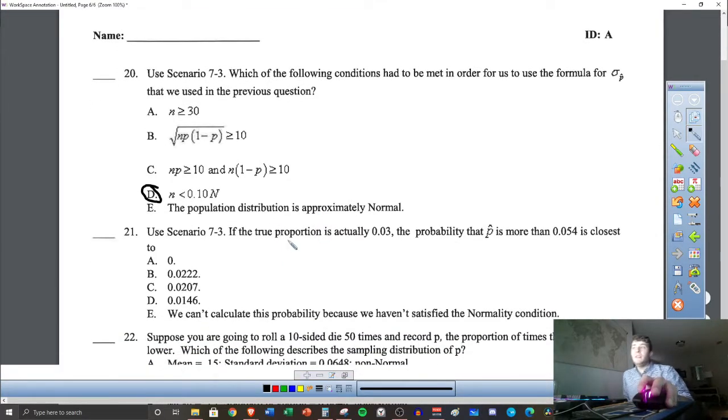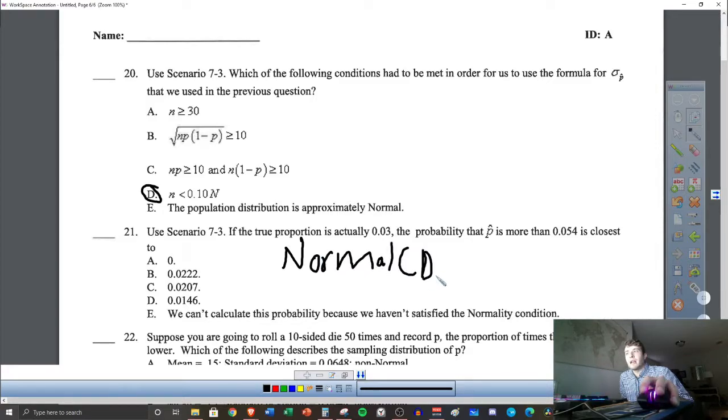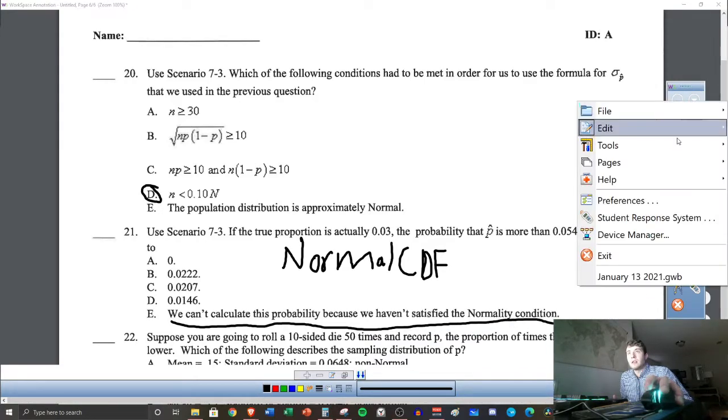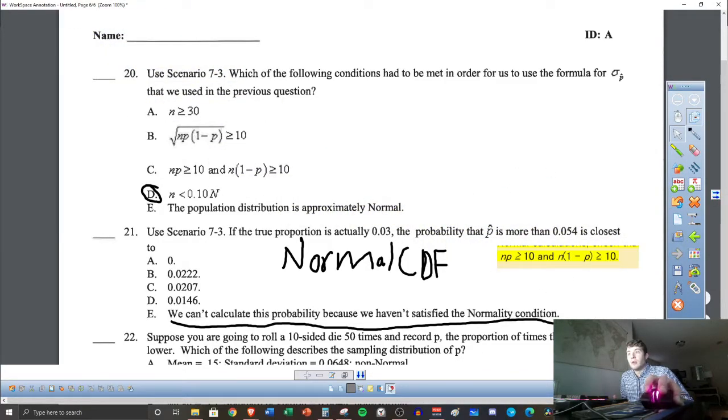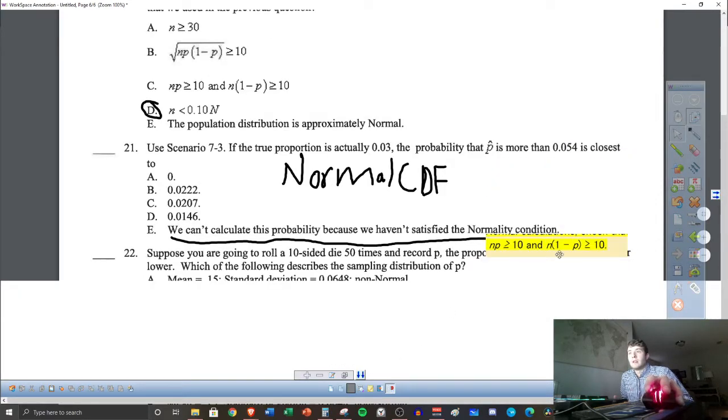All right, next. If the true proportion is actually 0.03, the probability that p hat is more than 0.54 is closest to. Okay, so here we're using a normal CDF. We haven't done this for several chapters, but now we have to show that the normal condition is met. Because look at E, we can't calculate the probability because we haven't satisfied the normal condition. Well, what is our normal condition? Well, this thing right here. Can we show that this is true for this? That's what we want to do. So we're going to do that.